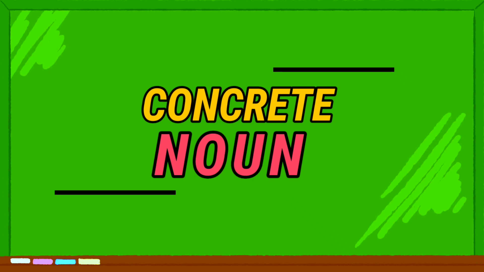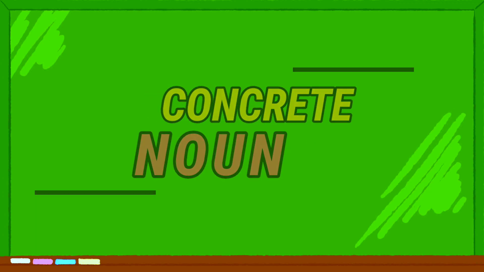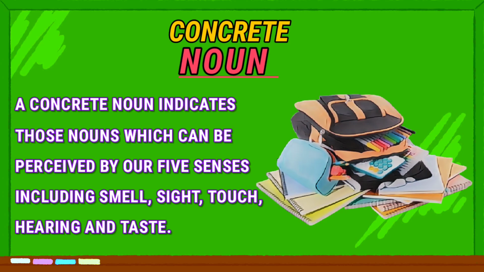So the next point is here to discuss concrete noun. So what is it exactly? Concrete noun. So if you want to know all of them, stay connected with us. A concrete noun indicates those nouns which can be perceived by our five senses, including smell, sight, touch, hearing and taste. It means that if we want to see or if we want to touch any concrete noun, we have to use our five senses.